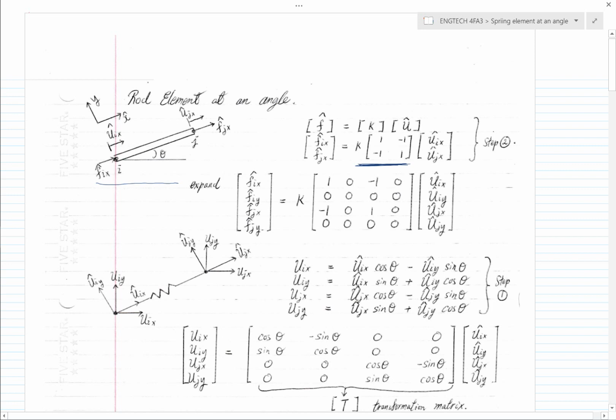So far, what we learned here is nothing fancy. It's just a review of the spring elements. Nothing changed. The only difference is we have a hat on the force and displacement vectors. Now we want to involve the y terms, so we add the ix, iy terms to it, and then we expand the stiffness matrix.